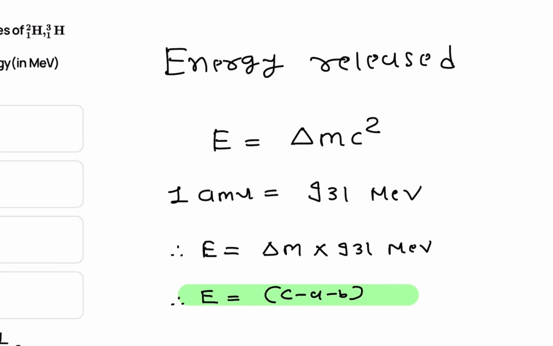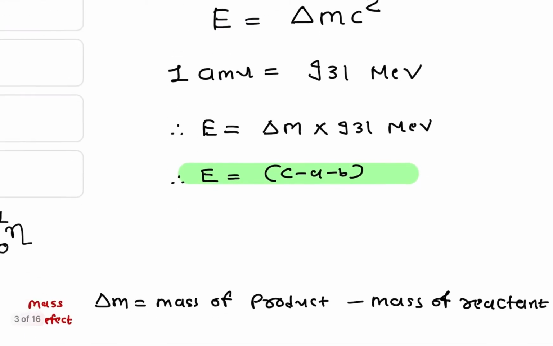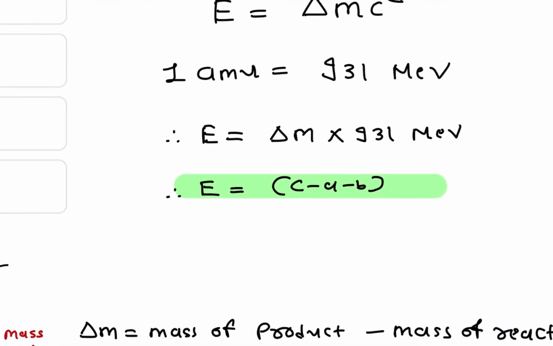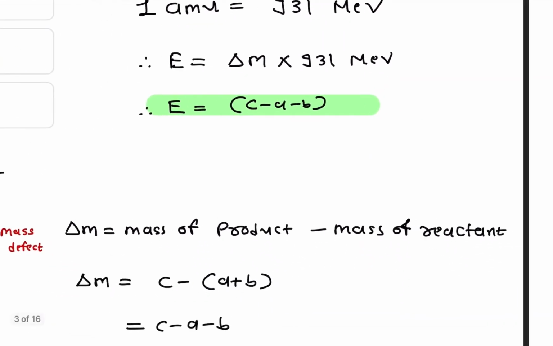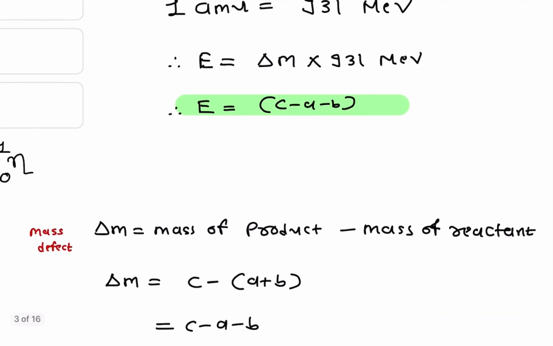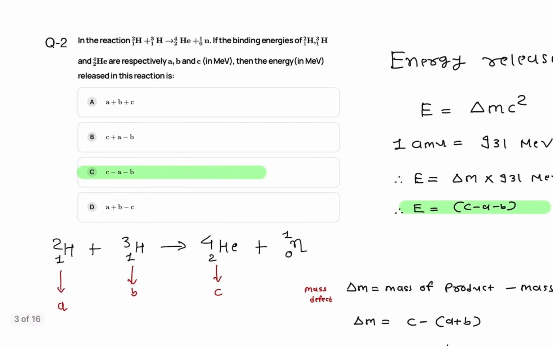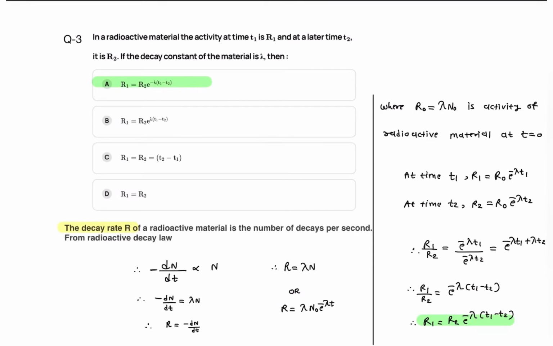1 atomic mass unit is equal to 931 MeV. So E is equal to delta m, the mass defect, into 931 MeV. Basically, in place of delta m, we put E equals C minus A minus B, because C is the mass of product and A plus B is the mass of reactant, and 1 atomic mass unit is equivalent to 931 MeV. So our answer is C minus A minus B.